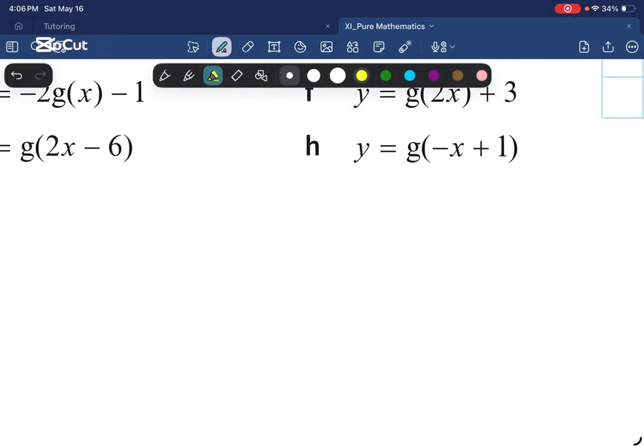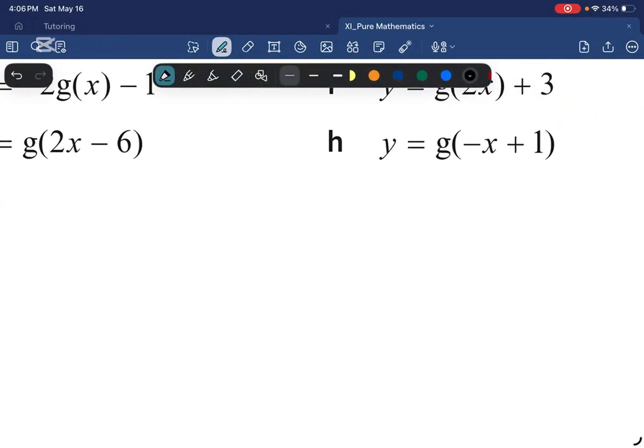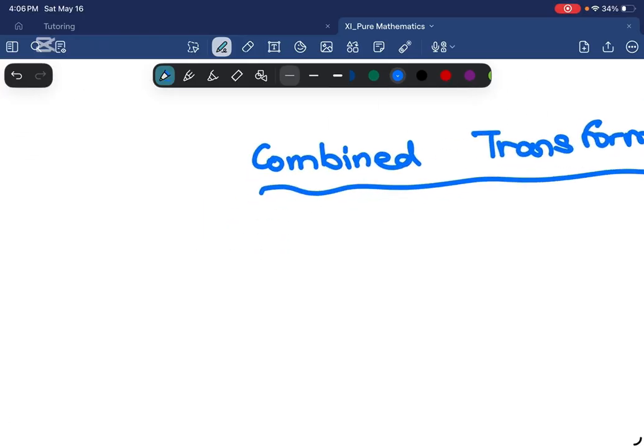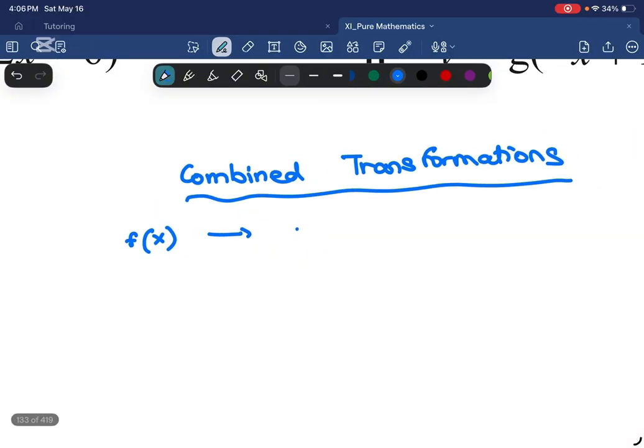Alright, so in this video, we're going to look at combined transformations. And this is going to be the last topic for this chapter. Basically the idea is that you're starting with a known graph, f of x, and this is being transformed by, say, k f of bx minus a plus c. So this represents all the transformations we have talked about. We have a vertical stretch, a horizontal stretch, a horizontal translation, and a vertical translation.